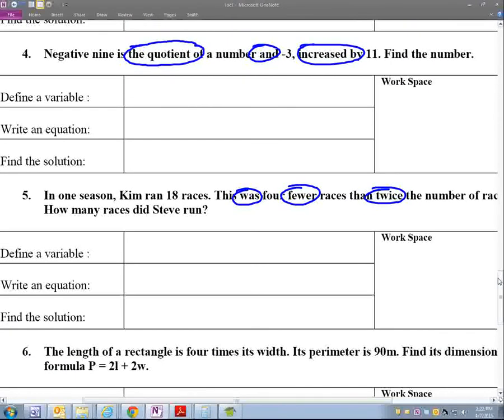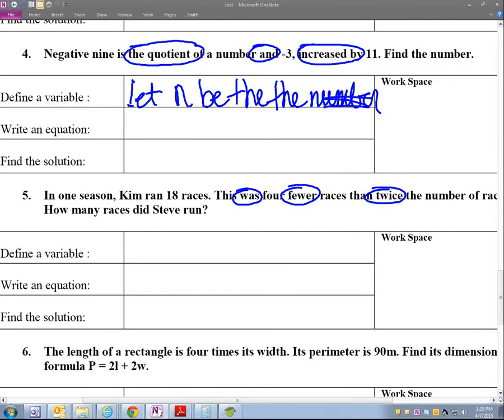-9. So I'm going to let n be the number right away. Let n be the number. Because you guys are teenagers, like, hey, let n be the hashtag. You noticed. Let n be the number.